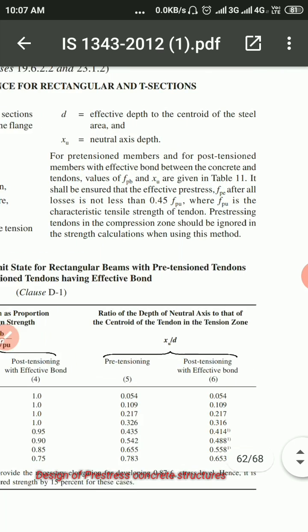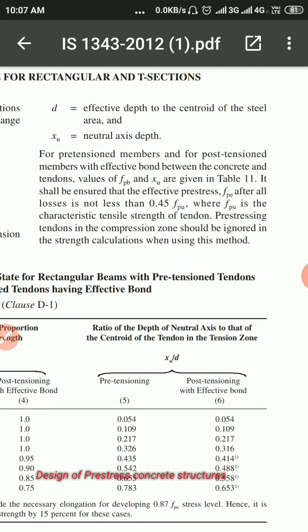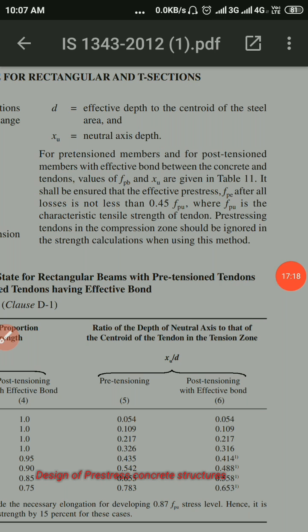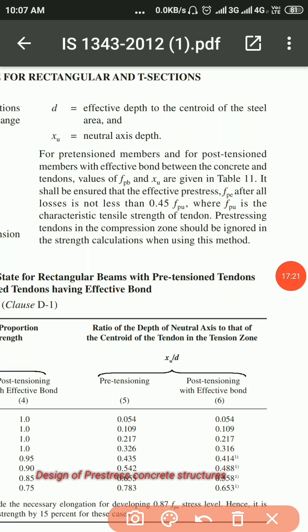It shall be ensured that the effective pre-stress FPE after all losses is not less than 0.45 FPU. FPU is the characteristic tensile strength of the tendon. Pre-stressing tendons in the compression zone should be ignored in the strength calculations when using this method. This is a very important point. It can be asked as an MCQ question.